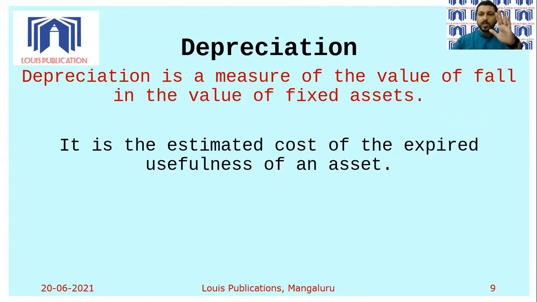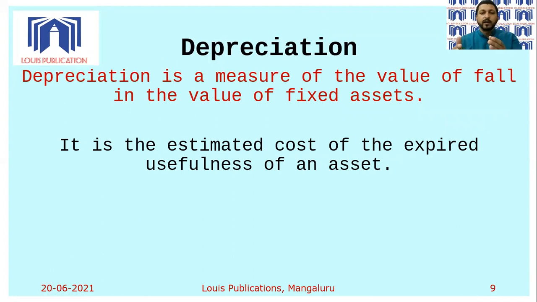Suppose we purchase an asset and say we make an estimation that we are going to use this asset for 8 years. When the first year is over, the utility of the asset is now only 7 years because 1 year has expired. At the end of the first year, 1 year has expired.